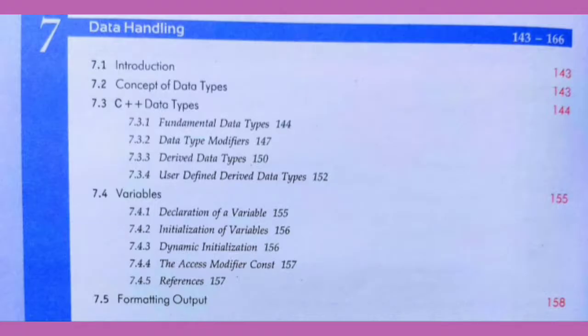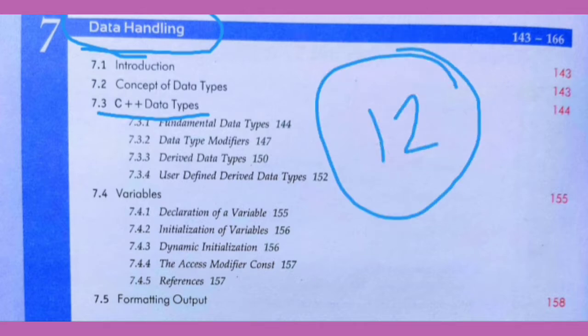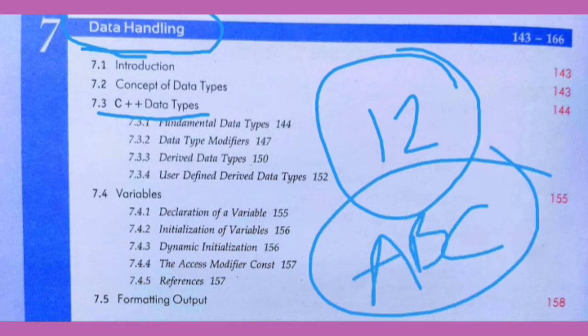Next, in chapter 7, you will be studying data handling. How to handle data: we will discuss what data is and how you handle it. Here we also have C++ data types. Data type means what type of data it is. Suppose 12, this is a number data type, and if I say A, B, C, this is a character data type or string data type. So there are different data types, depending on what type of data it is.